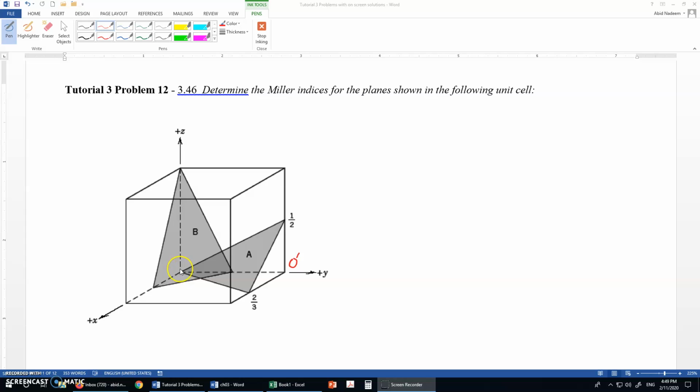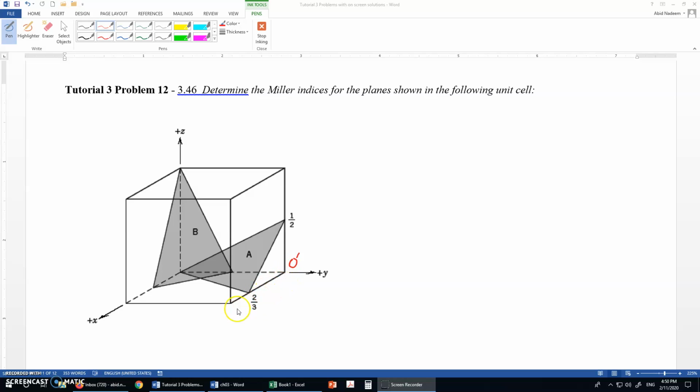intersecting at the origin. So in this case, we need to shift the origin, because if we use this origin over here to calculate the indices for this plane, the values will not be correct. So we shift the origin from here along the y-axis to this point O prime, and it is also good to shift the origin to that direction which is nearest to these plane intersection points.